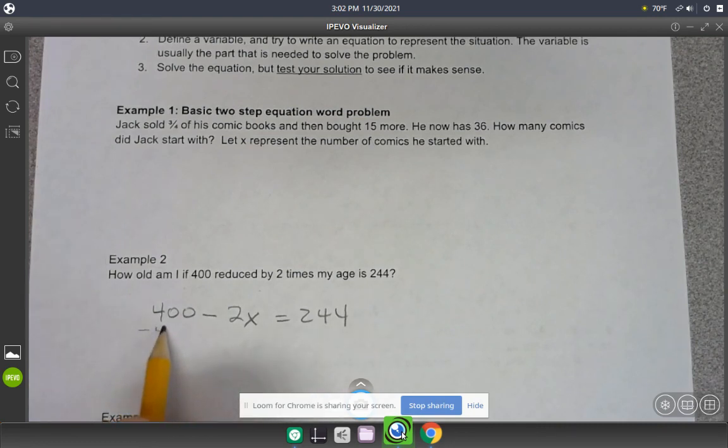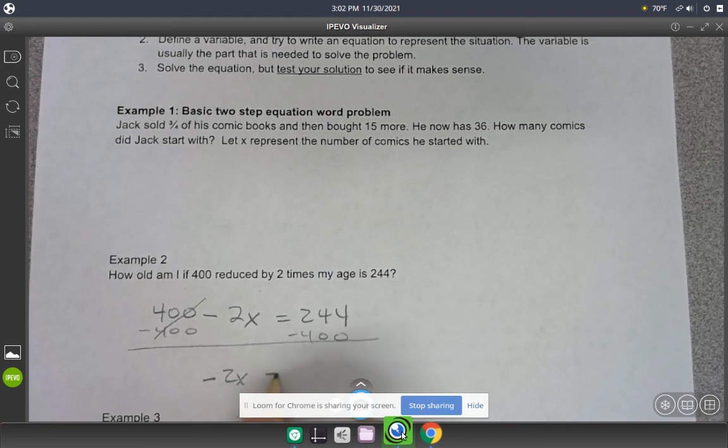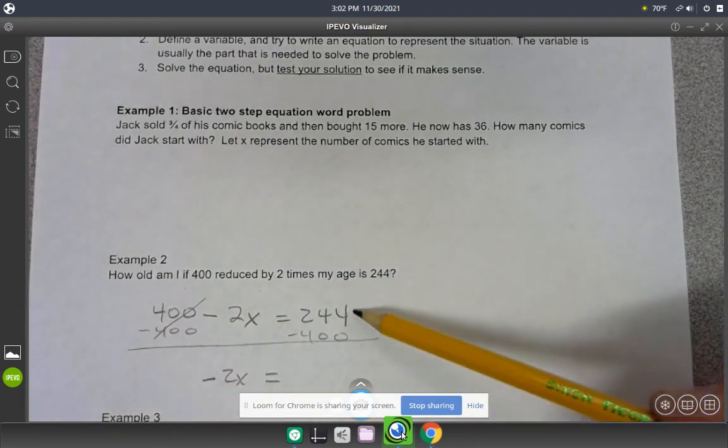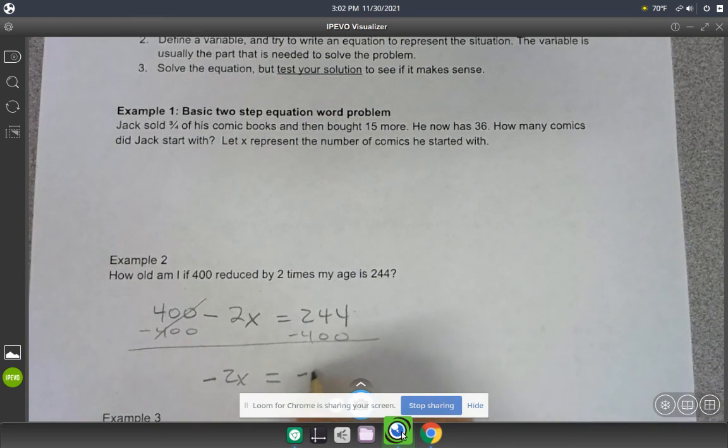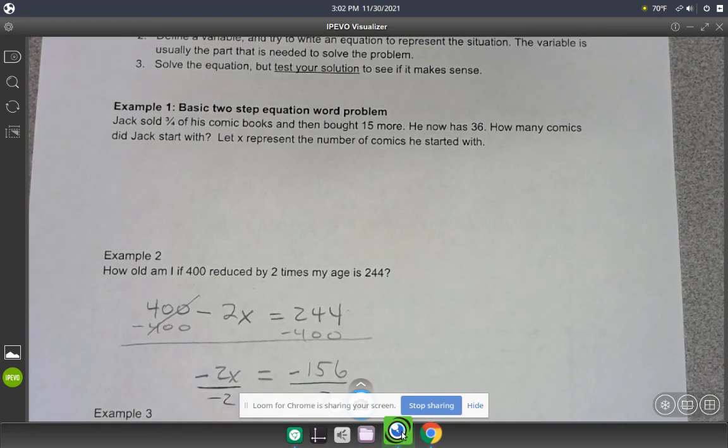Minus 400 to kill that constant term. Those will cancel. You get negative 2x. That'll fall down, and then this is going to subtract to give us negative 156. And then you would want to divide by negative 2. This is going to represent the age. Cancels. You get x equals, what's that going to be? 78. There we go. That's how old that person's going to be.